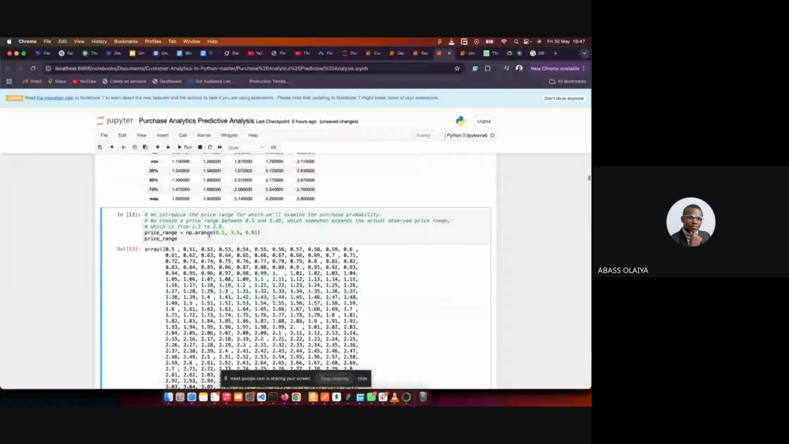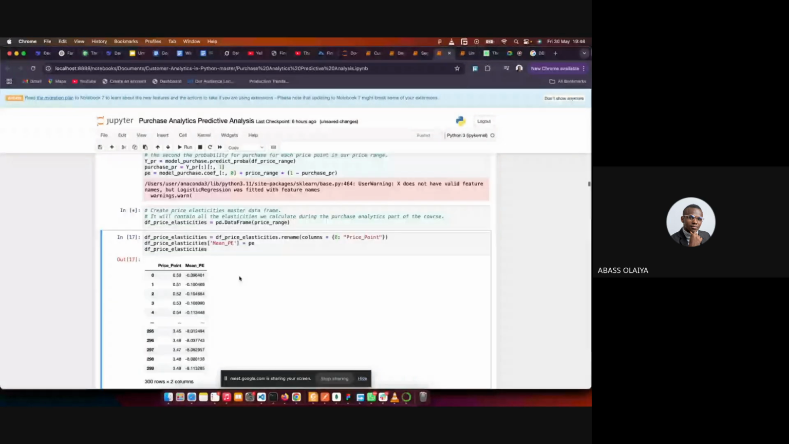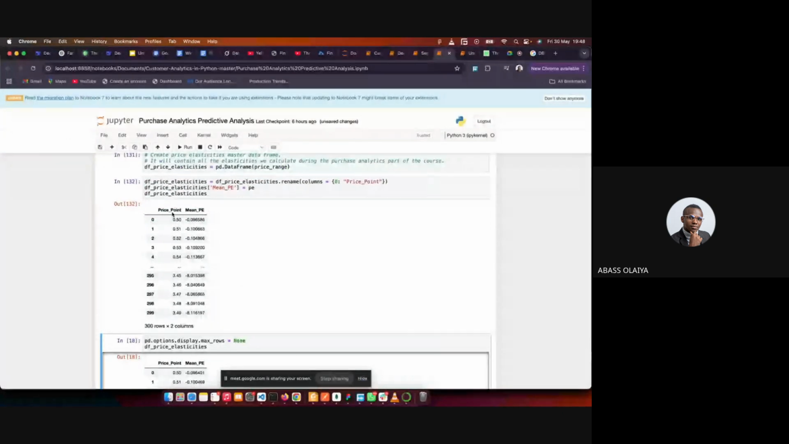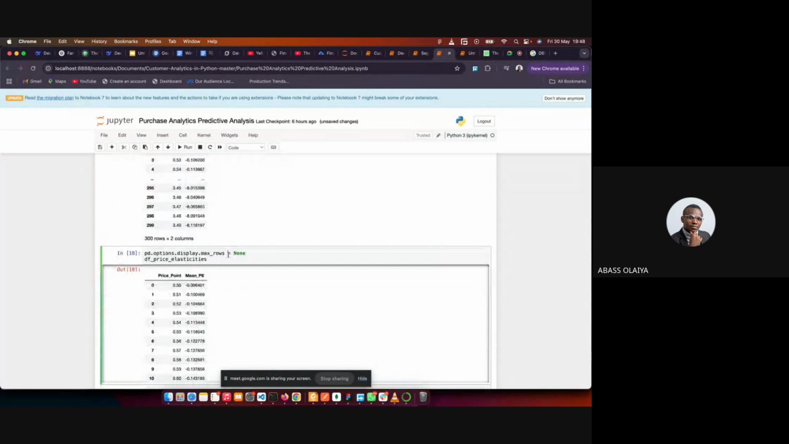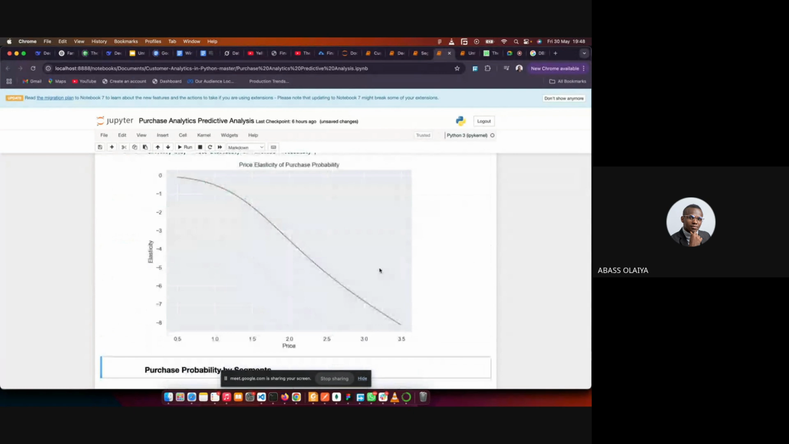Then here is the range. We are generating data points between 0.5 and 3.5, and the difference between each of them is 0.01. So if you notice, 0.5, then we have 0.51, 0.52, and the likes. Then here we are converting what we generated into a data frame. We run this. So these are our price points, and these are our mean PE, that's mean price elasticity. Then we plot our price elasticity table. So here's what we have basically.